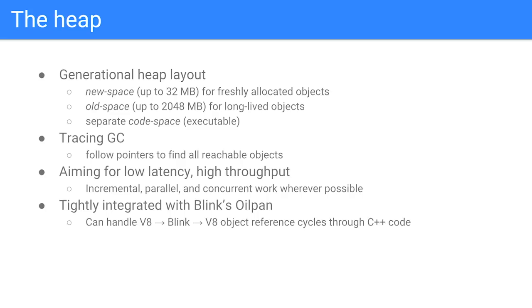We're aiming for both low latency and high throughput, which are often conflicting goals. In order to achieve that, the garbage collector does as much work as possible incrementally, in parallel, that means several threads at once, and concurrently, that means in the background. And the team is constantly working on moving more and more in that direction.